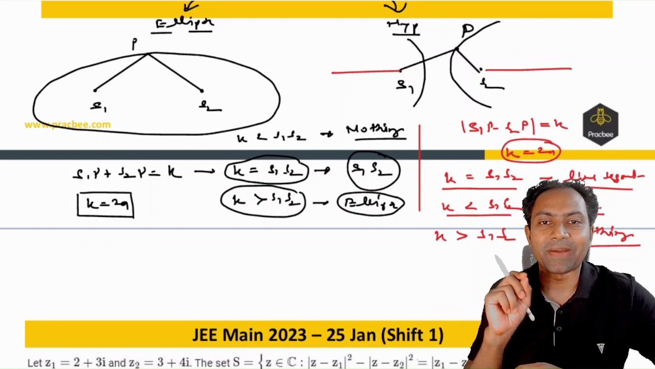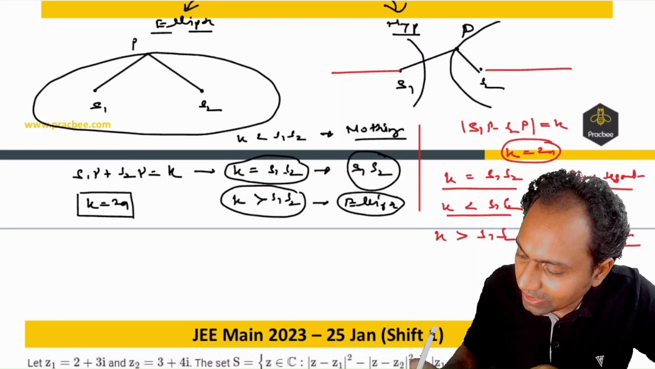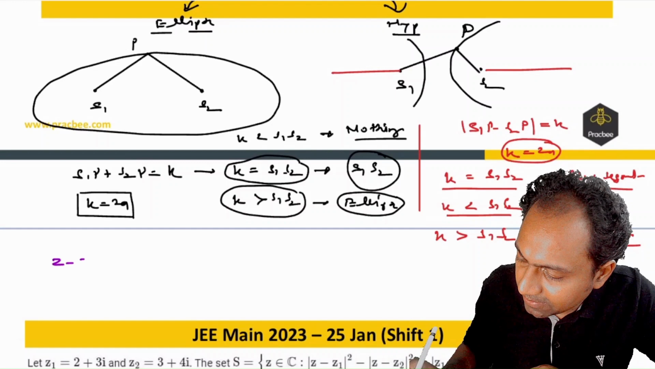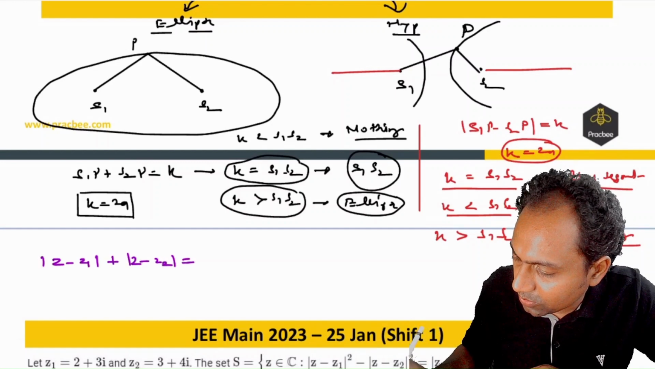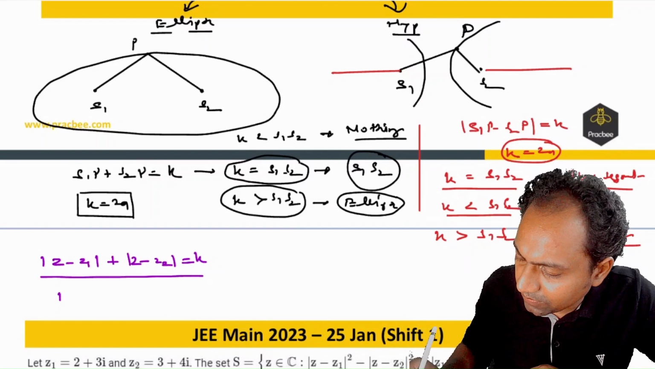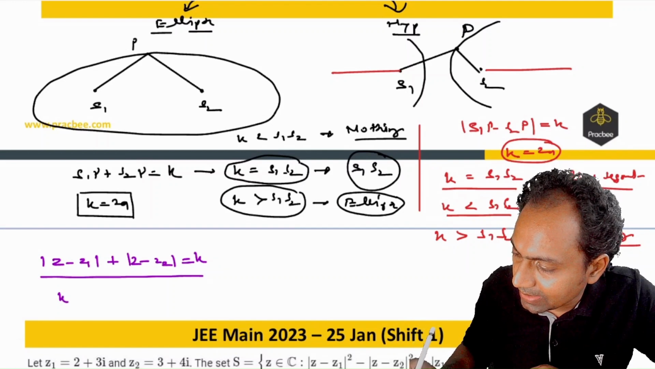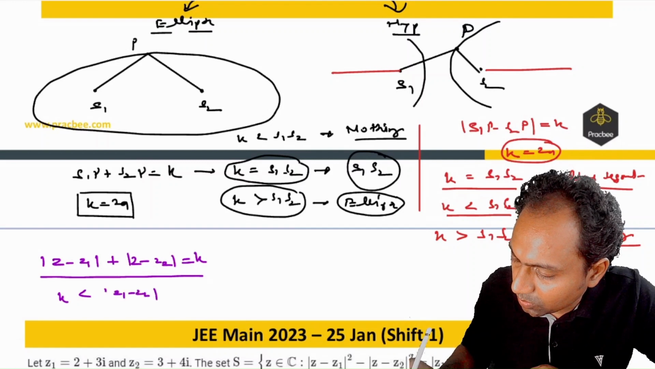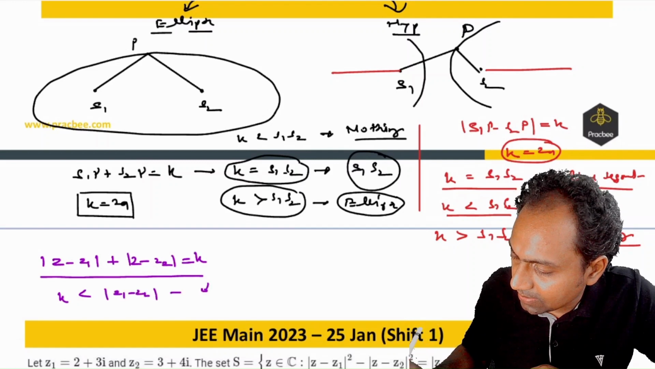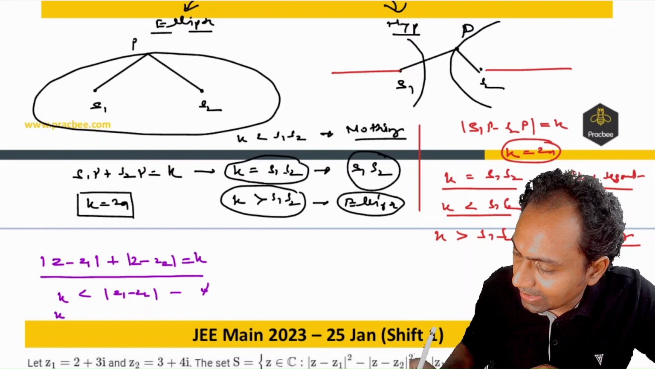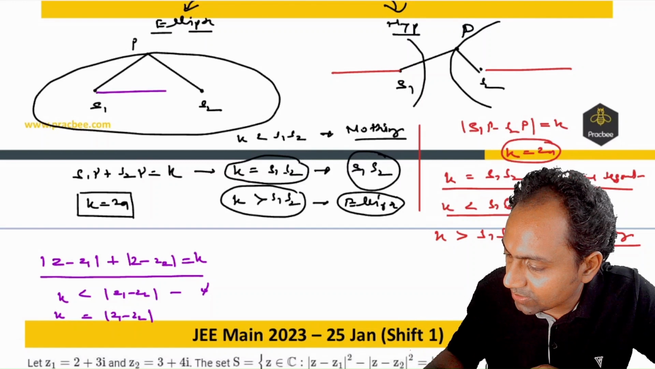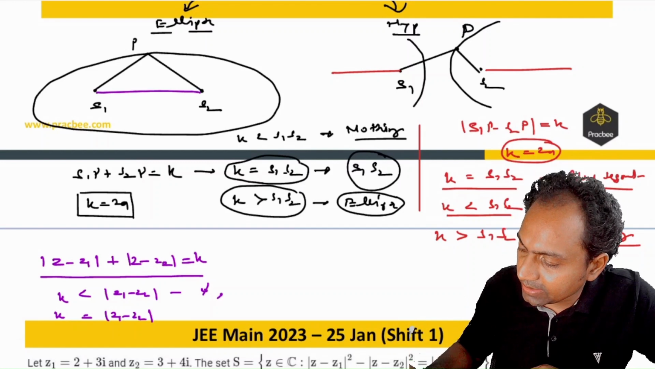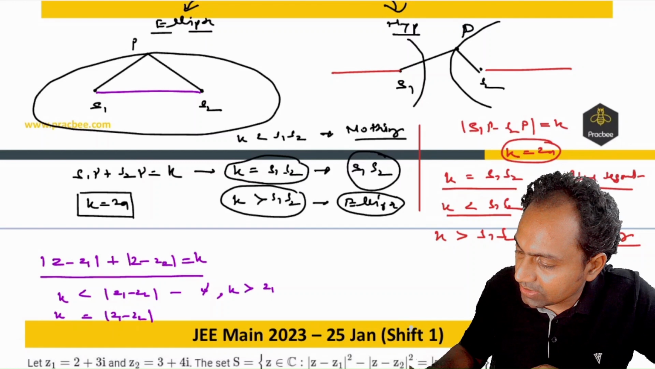If I want to write the same idea in complex numbers, this first equation can be written as mod of Z minus Z1 plus mod of Z minus Z2 is equal to K. K will have a similar kind of condition. If the value of K is smaller than mod of Z1 minus Z2, it will represent nothing. And if K is equal to mod of Z1 minus Z2, it will represent the line segment joining S1 and S2. And in the third case, if K is greater than mod of Z1 minus Z2, it will represent nothing but an ellipse.